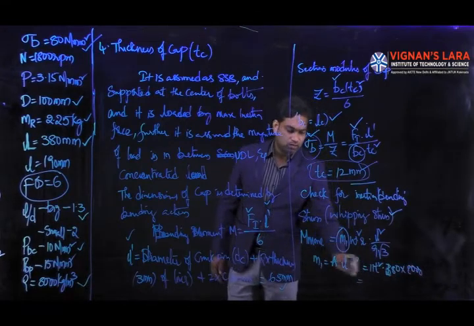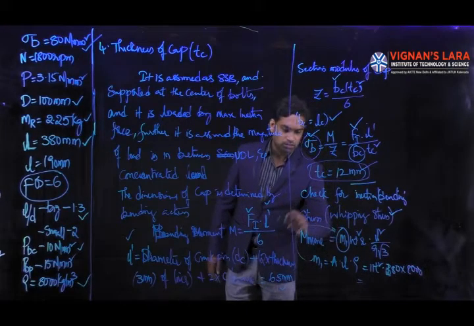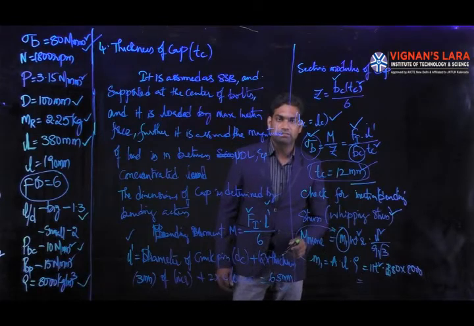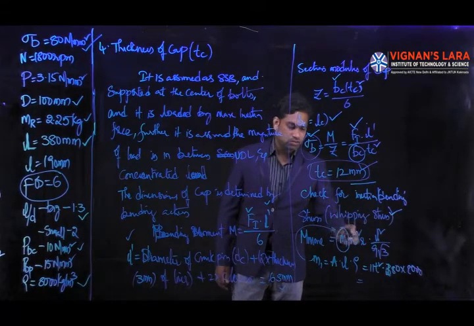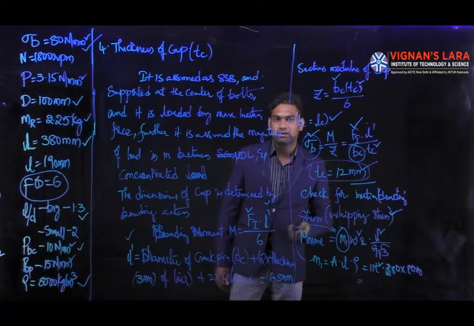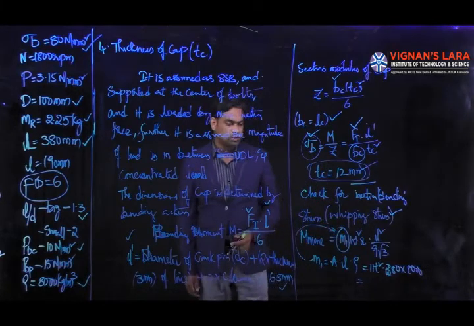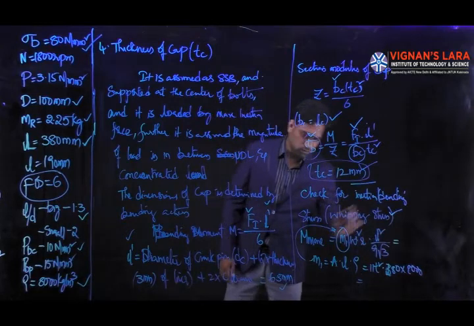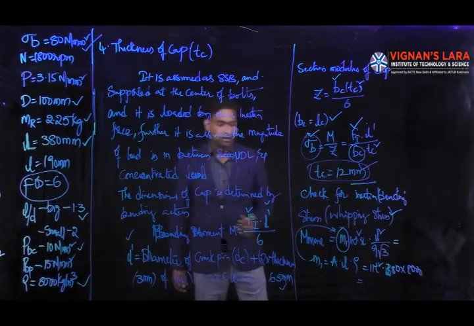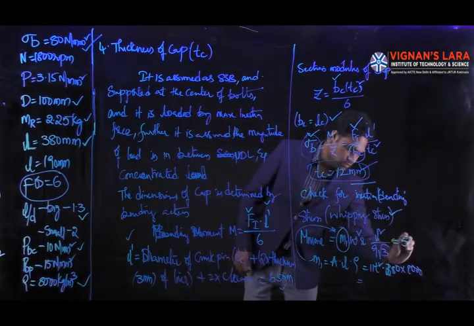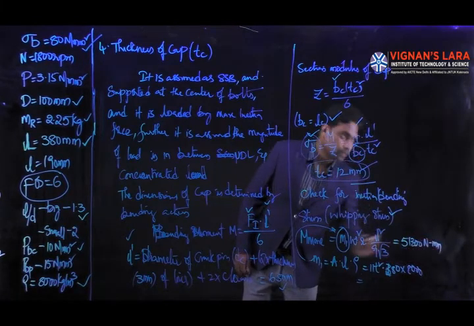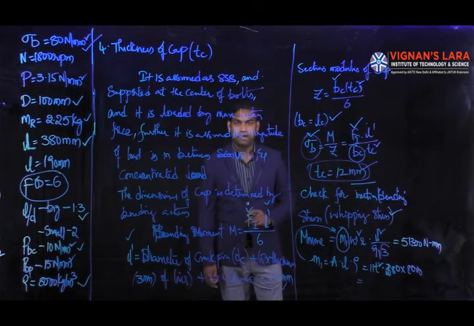After finding out the mass, you can substitute the mass in the above equation, that is for maximum bending moment of connecting rod. And omega we already calculated in the earlier step. R is the radius and L is the stroke length. So you can calculate the maximum bending moment acting on the connecting rod. You can substitute the values, and you may get around 51300 newton mm. This is the value of the maximum bending moment.